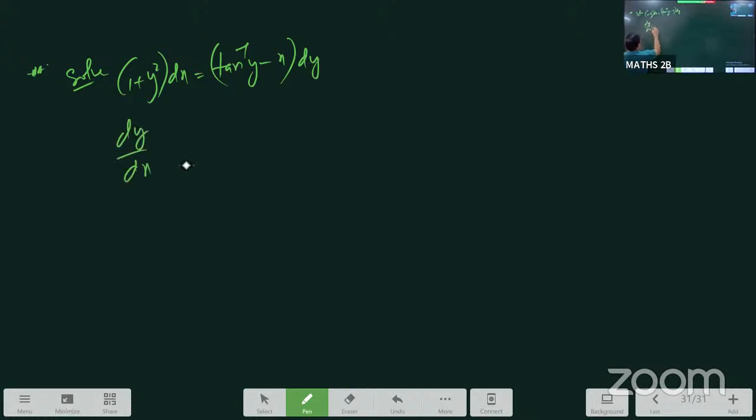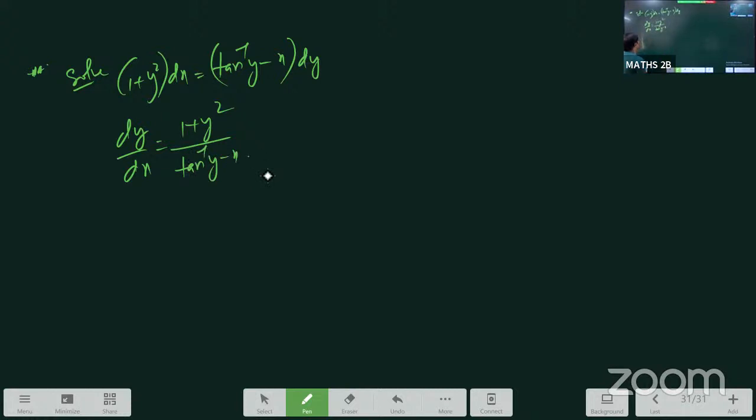Solve (1 plus y square) dx equals (tan inverse y minus x) dy. Whether it is variable separable, homogeneous, non-homogeneous, or linear form, nothing he will say. Only he will say solve. Whatever the form is given, write first in the form of dy by dx. So your dy by dx is (1 plus y square) by (tan inverse y minus x). Again, you cross multiply, you get the same thing.